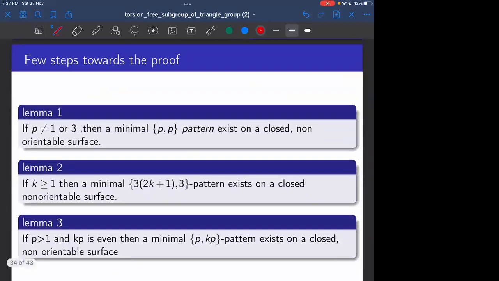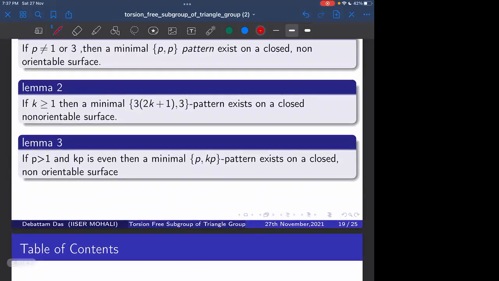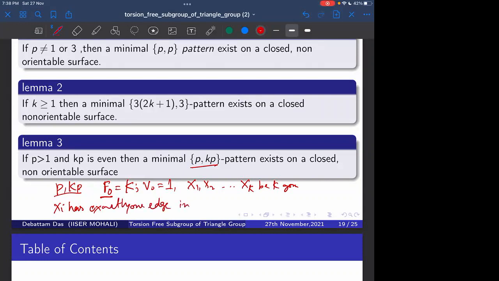So for 3k, if k is odd, in this case we have to consider the number of minimal faces, and for minimal faces we will get minimal vertices. We just consider x1 to xk to be k-gons, which are arranged like this. Each xi has exactly one edge in common with x(i-1).